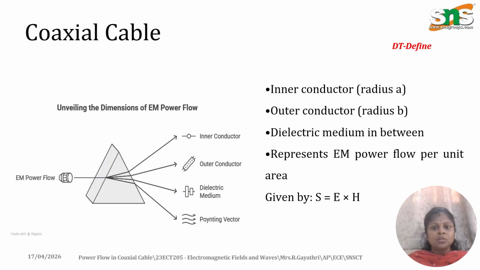Next, coming to the definition of the coaxial cable. We know that it has an inner conductor and an outer conductor, separated by a dielectric medium in between, and it represents the electromagnetic power flow per unit area, which is related with the help of the Poynting vector. We already described this Poynting vector in the previous discussion. The Poynting vector is defined as S, which is equal to electric field cross magnetic field.